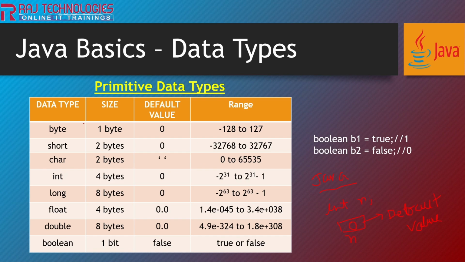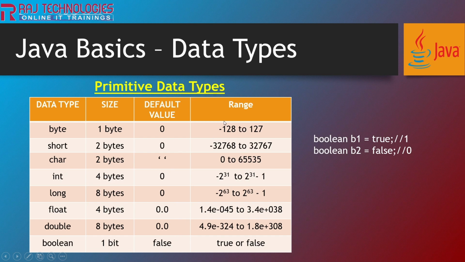For all the integral types like byte, short, int, long, the default value is 0. For character, a single space. For floating types like float, double, the default value is 0.0. And for boolean, it is false. So in the case of Java, there is no concept of garbage values. It goes with the concept of default values. This concept is very, very important to us.